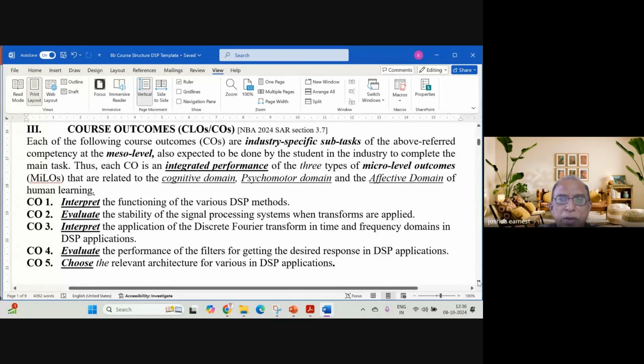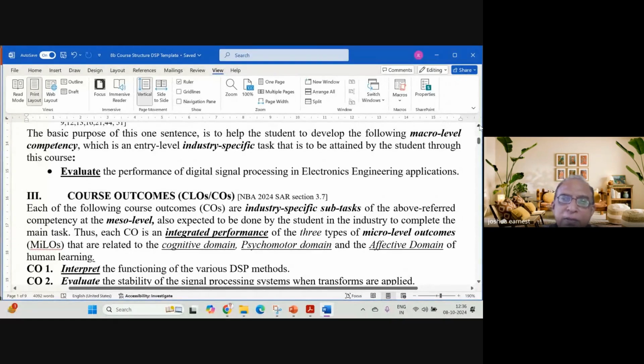Okay. So you are to give the industry ready graduates. On day one, what will they do? Suppose they are supposed to evaluate the performance of digital signal processing. What is the first job they will do? If I am the fellow, I will give them a circuit and tell them, tell me, is this circuit working or not? Am I right? Because his competency is evaluate.